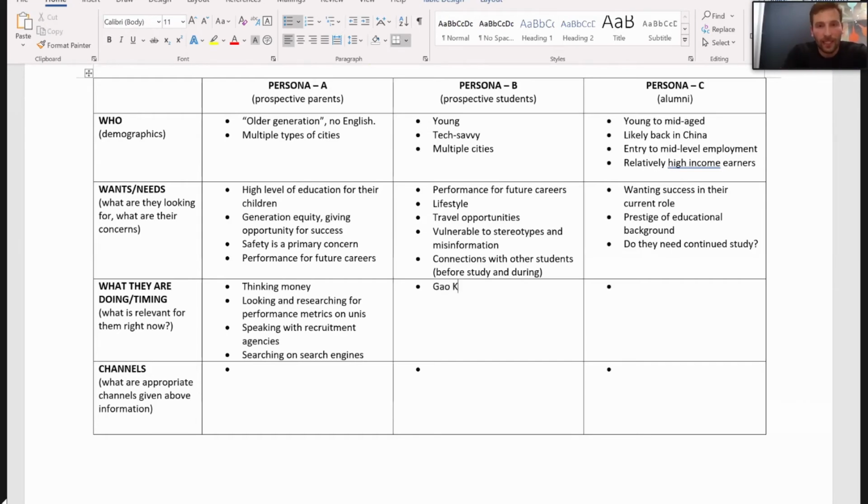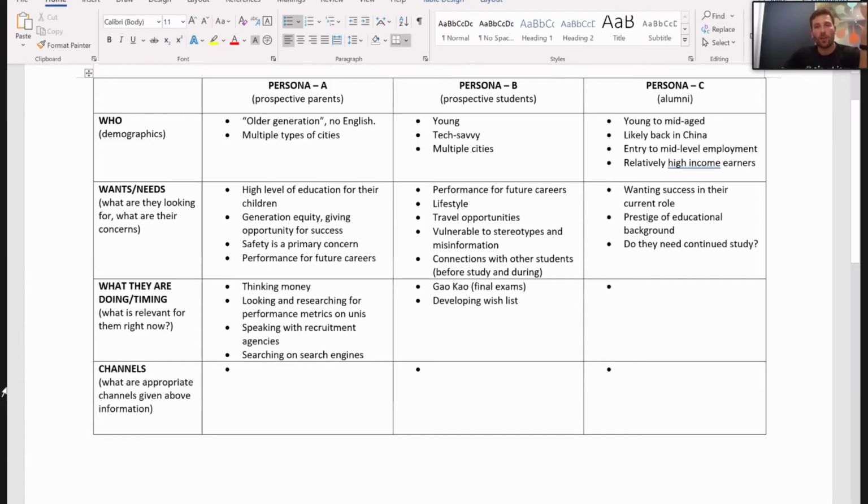So I'm going to put here the Gaokao final exams. That's what's going through these students' heads at the moment. Everything comes down to that because that's going to be, I guess, the golden ticket as to where they're going and what they're doing. But once they've got the Gaokao sorted, they might have a wish list of possible places. So, developing wish lists, which again would come into those wants and needs that we talked about.